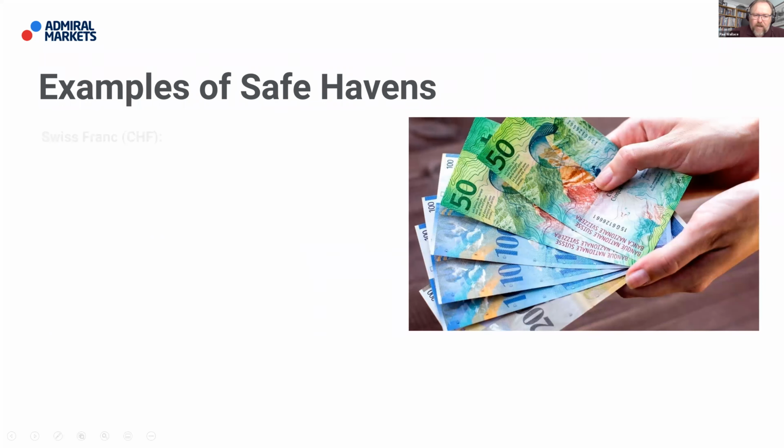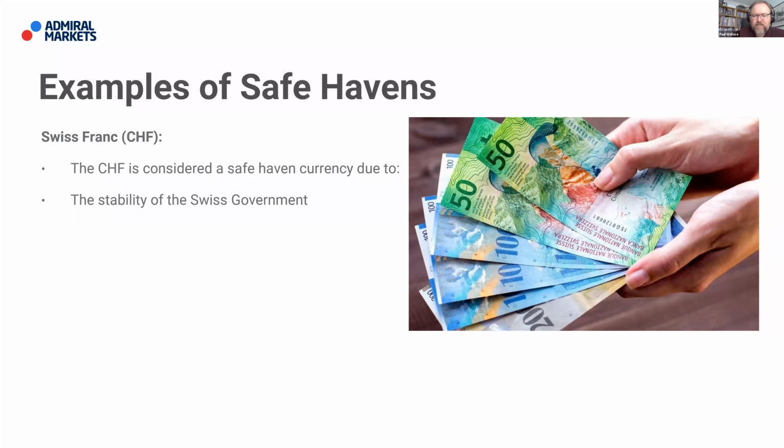What you can also look at, particularly within markets, is some of the other safe havens. One of them that we see is the Swiss franc, the CHF, which we'll take a look at in a moment. This starts to become more interesting to us as traders. The CHF, the Swiss franc, is considered a safe haven currency due to the perceived stability of the Swiss government.